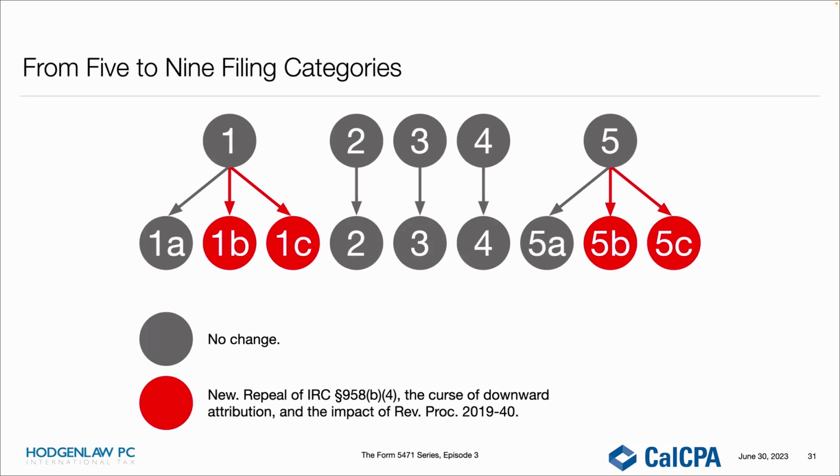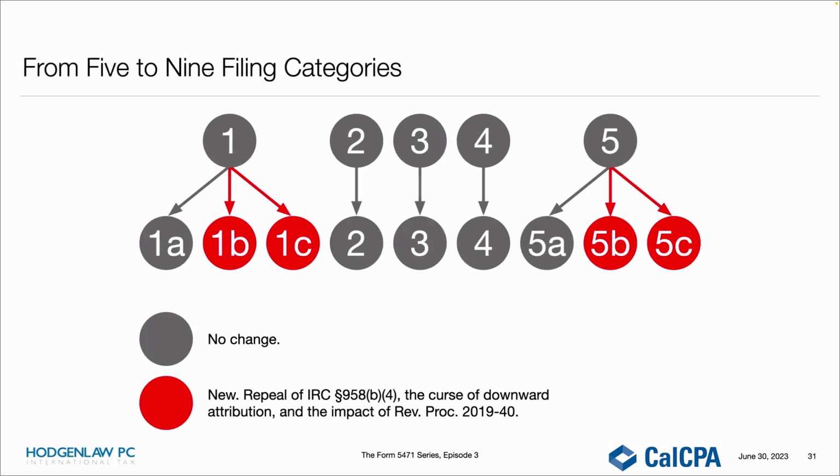Well, the other thing that the government did in 2017 with the Tax Cuts and Jobs Act was it repealed the downward attribution rule. So now downward attribution is allowed from foreign persons. And this created a reporting problem for people who became accidental US shareholders of accidental CFCs.